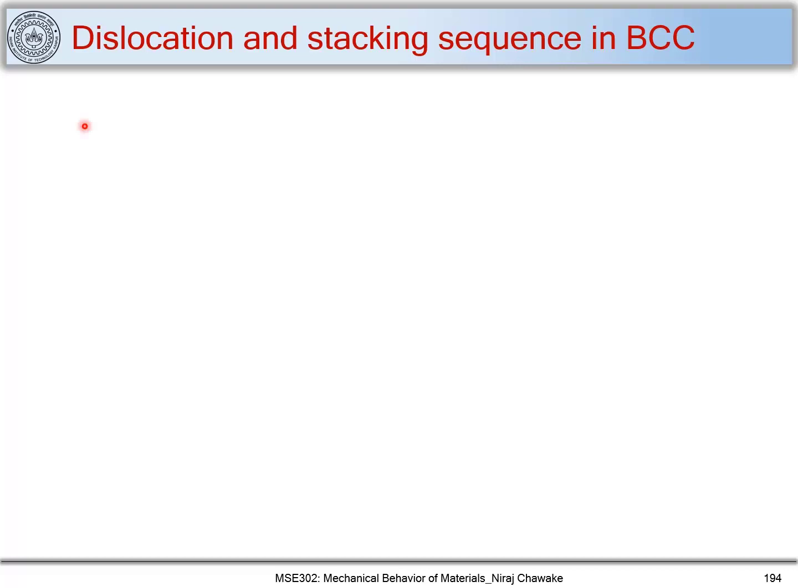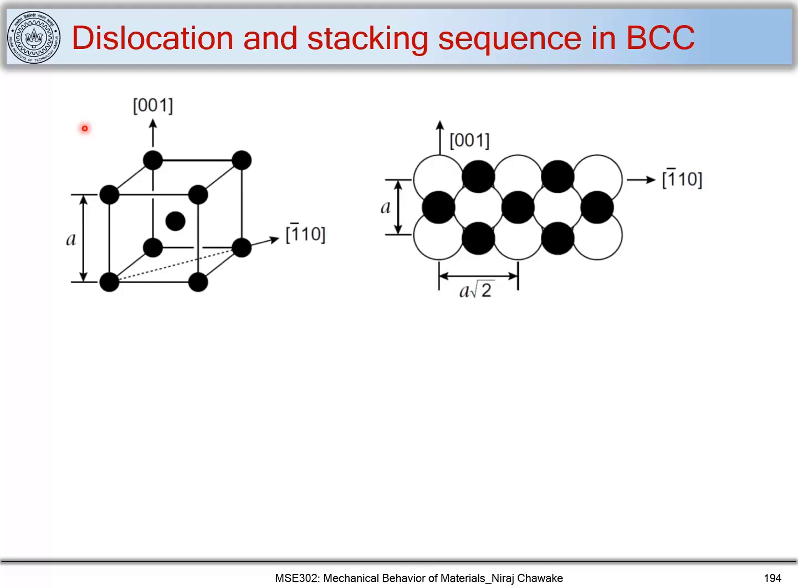In this part, we'll be looking at what dislocations in BCC are and what the stacking sequence is in the case of BCC. So let's look at the BCC crystal structure. We have a BCC crystal structure where you have atoms at the corners and one atom at the body center, that is at half position. And let's mark the slip systems in the case of BCC.